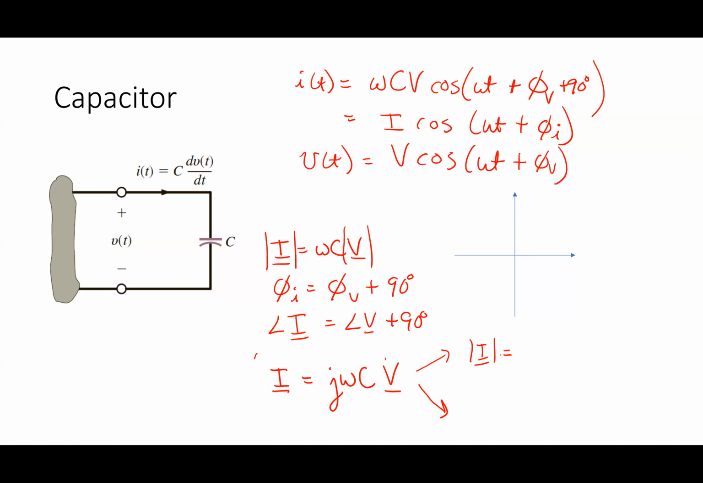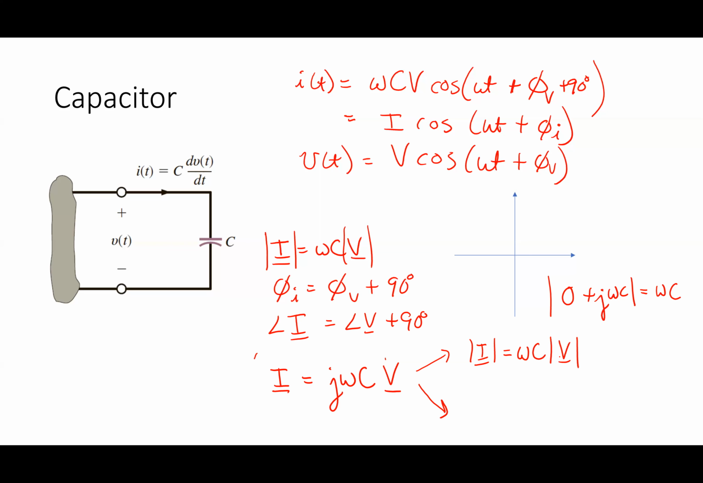What's the magnitude of j omega c? So j omega c is 0 plus j omega c, isn't it? So if I said, what's the magnitude of that? What is it? Omega c. Can't have a j ever in a magnitude, right? So it's just the omega c part. The imaginary part becomes it, right? So what I see is that the magnitude of I is omega c times the magnitude of V.